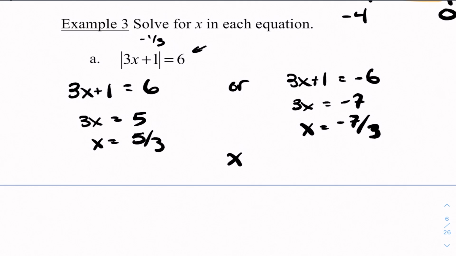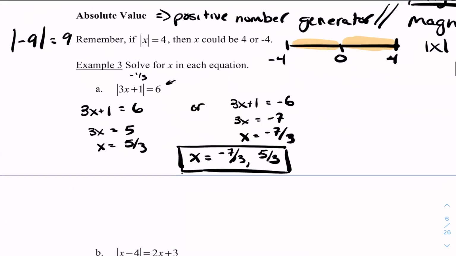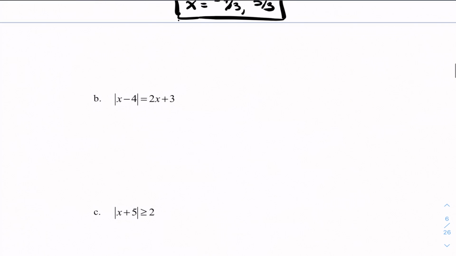So let's write our solution in a nice ordered way. Negative 7/3, comma 5/3, and we'll box that in. Simple algebra 1 type of problem.